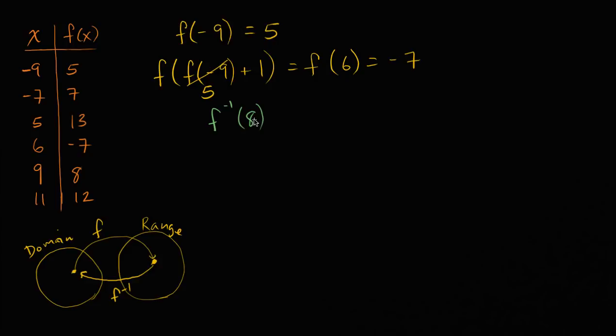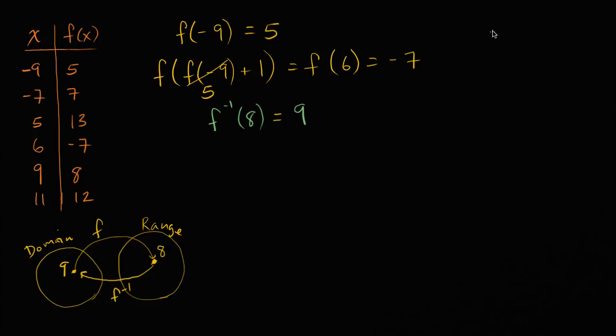But how do we think about it like this? Well, f inverse of 8, this is whatever maps to 8. So if this was 8, we have to say, well, what mapped to 8? Well, we see here f of 9 is 8. So f inverse of 8 is going to be equal to 9.